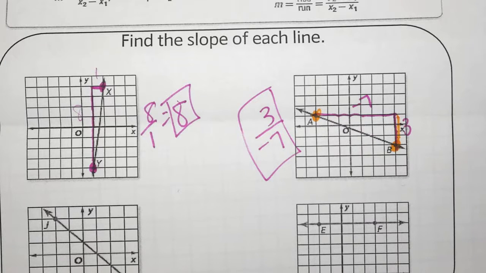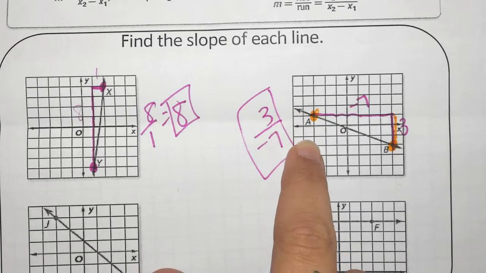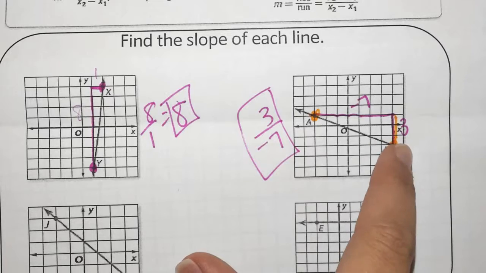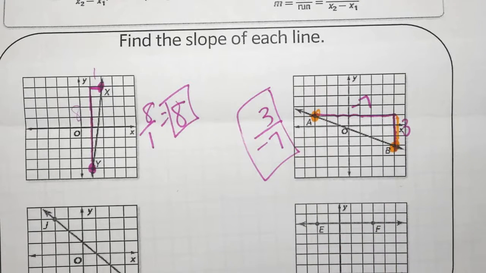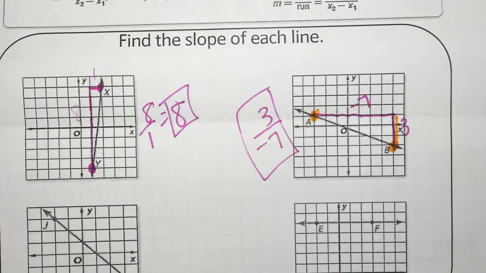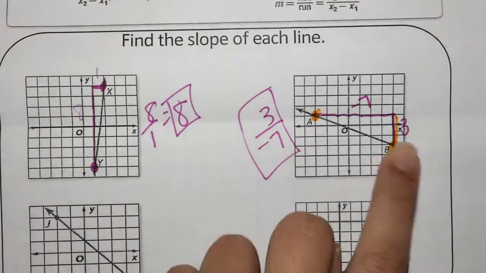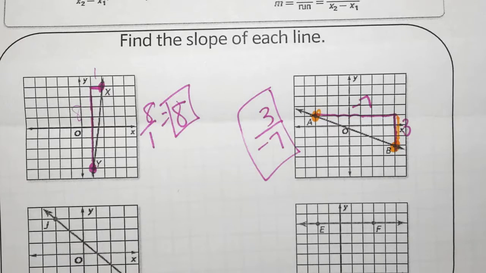How many of us got that right? Yes. Take a point. So it doesn't matter which point we start from. Because if you went from A and you went down 3, that's negative 3, right? And then right 7, so that would be negative 3 over 7. It's the same thing. You should still get the same answer, because it's rise, then run, correct? So you rose up 3, and you ran 7. You would get the same thing.